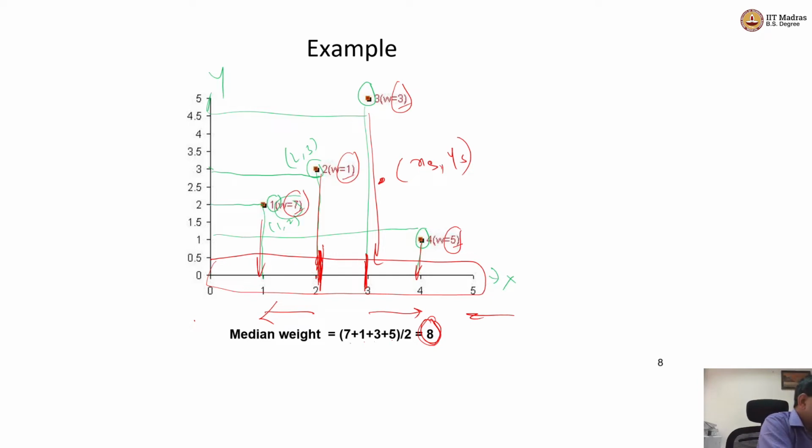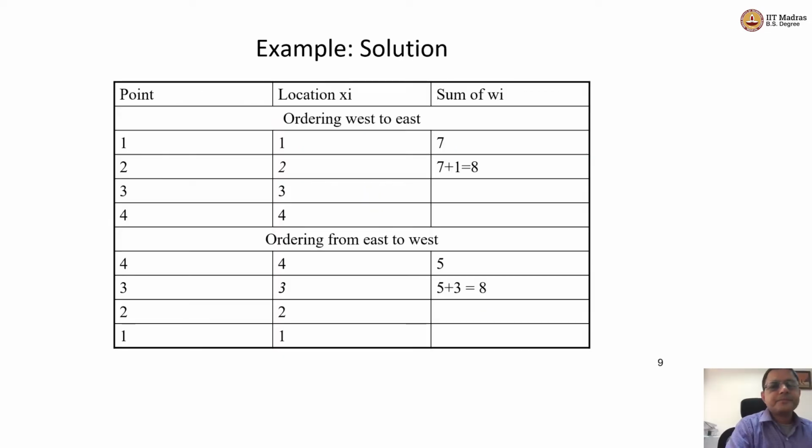Because at 3, my median weight has been reached. Let me show this, ordering from west to east, going from left to right. Demand location 1, the coordinate is 1. Demand location 2, the coordinate is 2, and the weight is 7, and 7 plus 1 is 8. 8 is reached and therefore the facility should be located at 2.